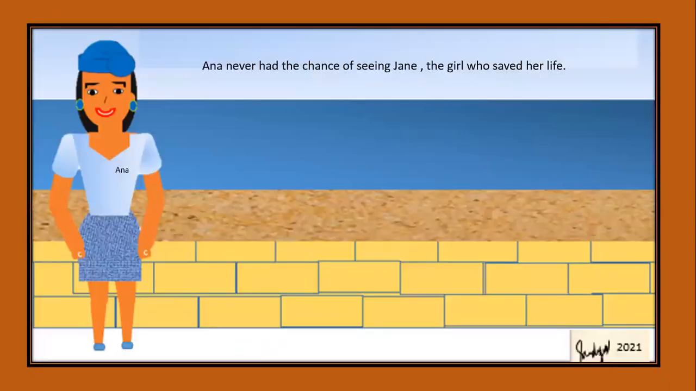Anna never had a chance of seeing Jane, the girl who saved her life. The end of the story.